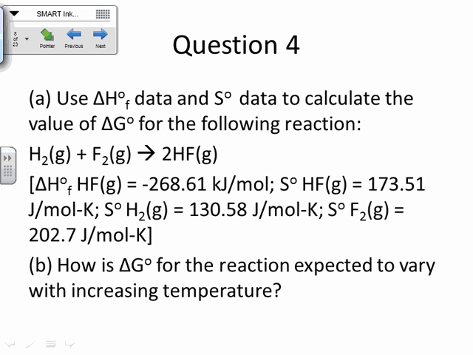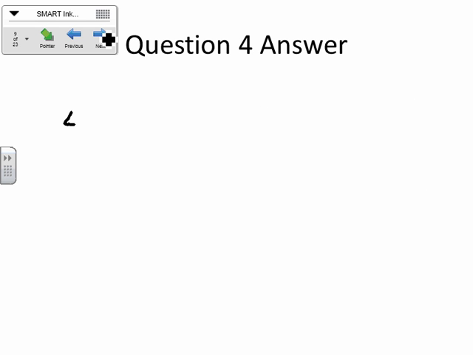Alright, so a couple of things you have to do here. First of all, you'd have to figure out your delta H for this reaction. The nice thing about this one is the H2 and the F2 both have a delta H formation of 0, because those are the elements in their standard state. So the only thing that you have to do here is multiply the heat of formation of the HF by 2. So our delta H for this one is going to be negative 537.22, I believe.